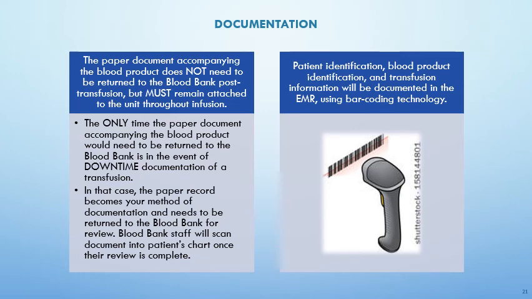So first off, the paper document that comes with the blood product does not need to be returned to the blood bank post-transfusion, but this is that document that must remain attached to the unit throughout the transfusion. The only time the paper document accompanying the blood product needs to be returned to the blood bank is if you are in downtime and documenting the transfusion on that form. In that case, the paper record is your method of documentation and needs to be returned to the blood bank for review. Blood bank staff will scan the document into the patient's chart once their review is complete.